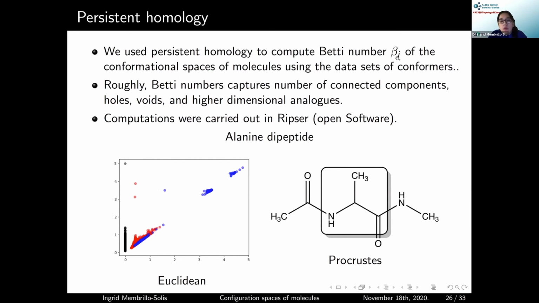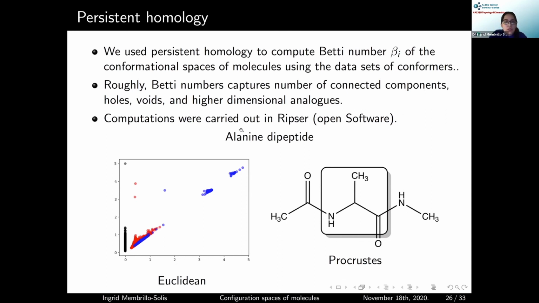So beta 0 is the Betti number that counts the number of disconnected pieces. Beta 1 counts the number of holes, and beta 2 counts the number of voids. And similarly for higher dimensional analogs. These computations were carried out in Ripser, which is open software.